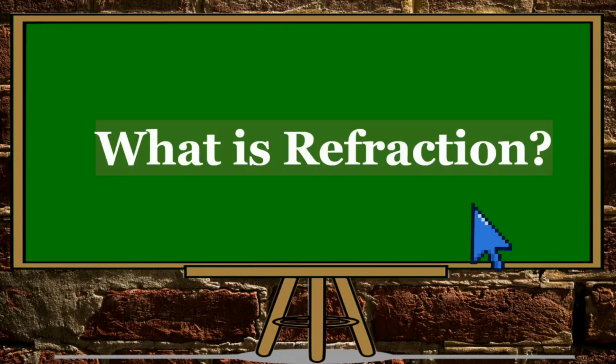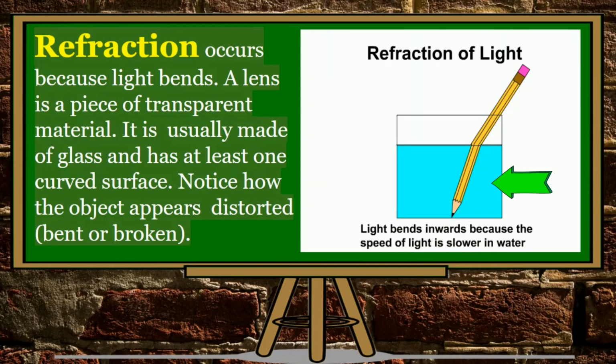What is refraction? Refraction occurs when light bends. A lens is a piece of transparent material. It is usually made of glass and has at least one curved surface. Notice how the object appears distorted, bent, or broken.